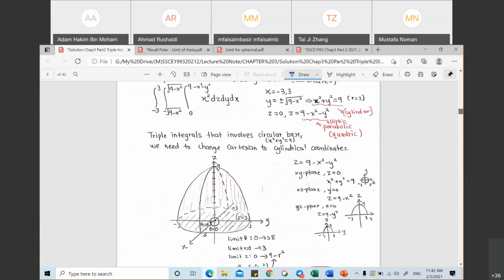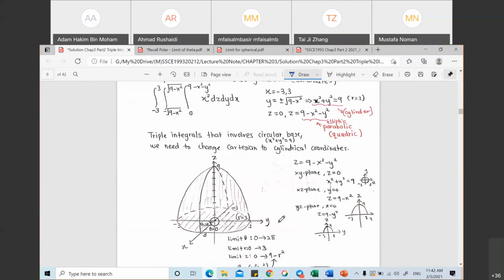So remember, study back your chapter 1. Make sure you master how to sketch 2D and 3D. If you see here, your limit in theta, you just see the bottom one. Easy. Okay. For z, you have to see here. Z is 0 until the surface above.